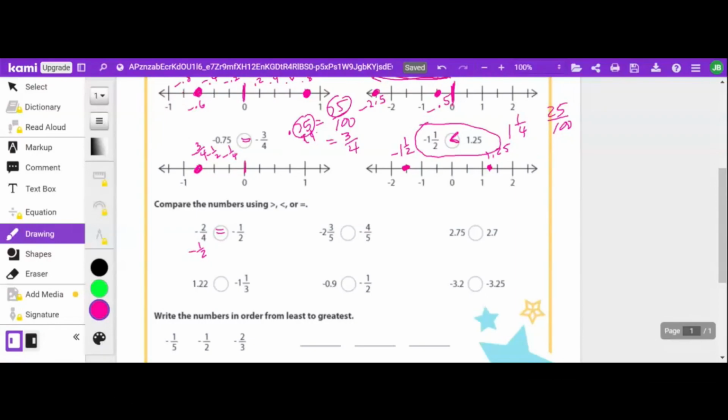Okay, let's look at this next one. We have a negative 2 3/5 and a negative 4/5. So you need to think which one of those is further out to the left on the number line. Which one's further out? Which one of those would be further away from 0?